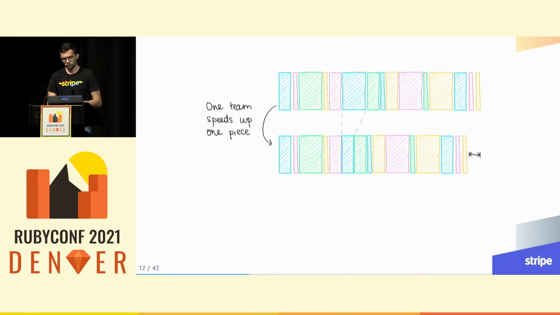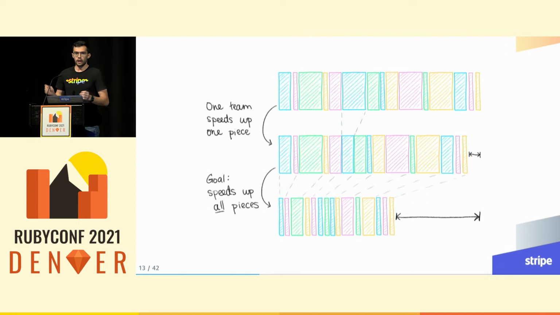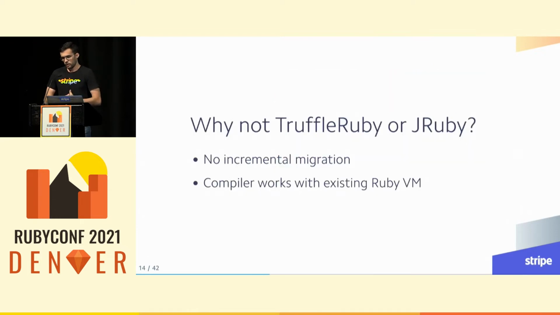So what we were really looking for was some magic wand that we could wave and make all the Ruby code faster all at once. The goal is that by speeding up all the pieces, everyone else at the company can focus on doing what they do best, namely building a really good payments API. So that's the justification for why we want to speed up Ruby. And we have a couple of approaches here that we could have taken.